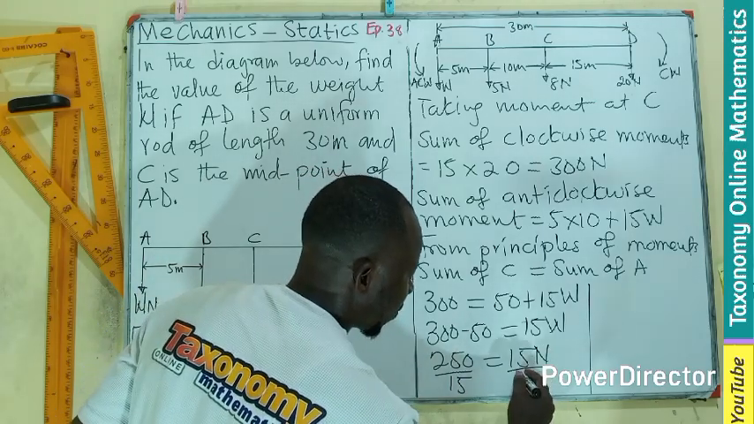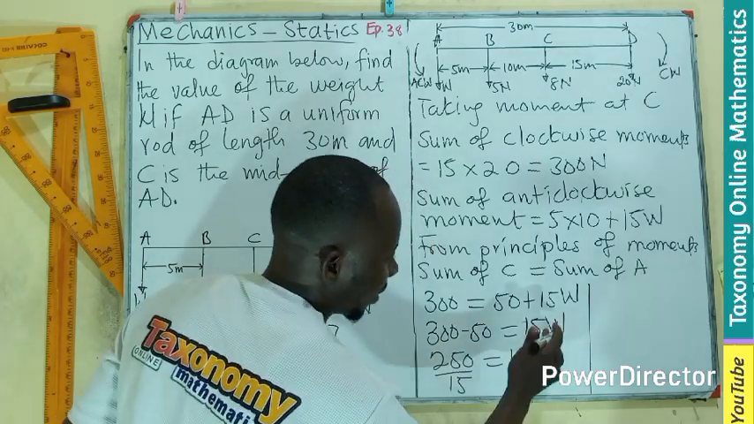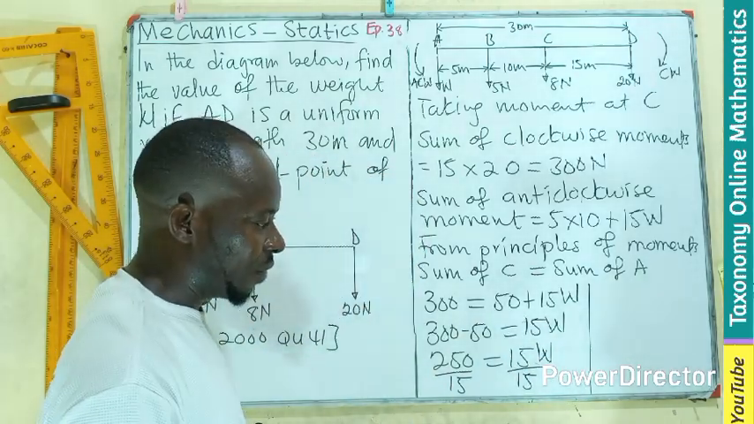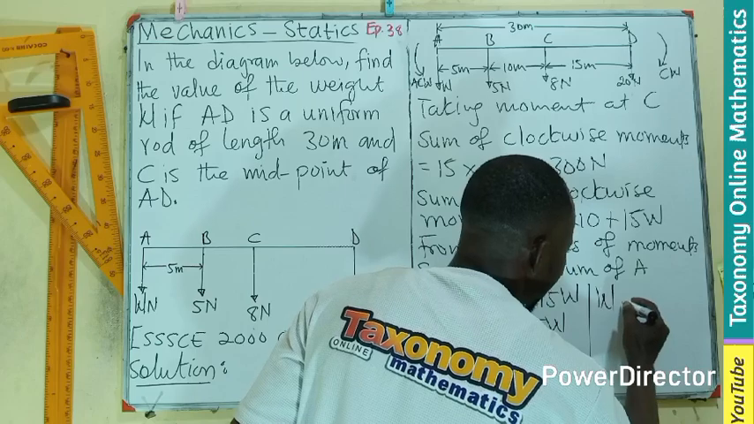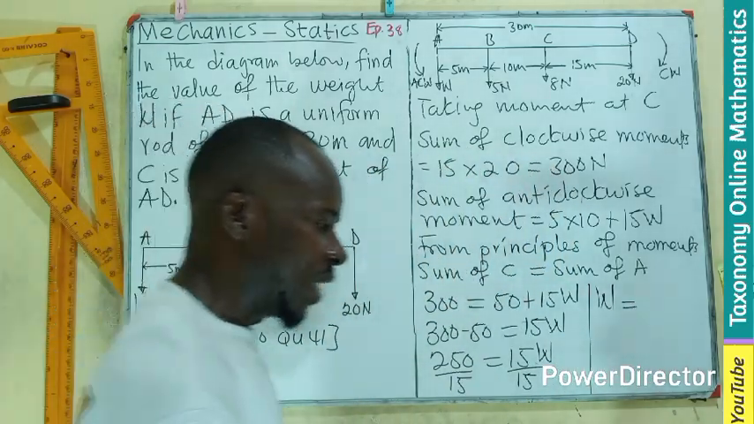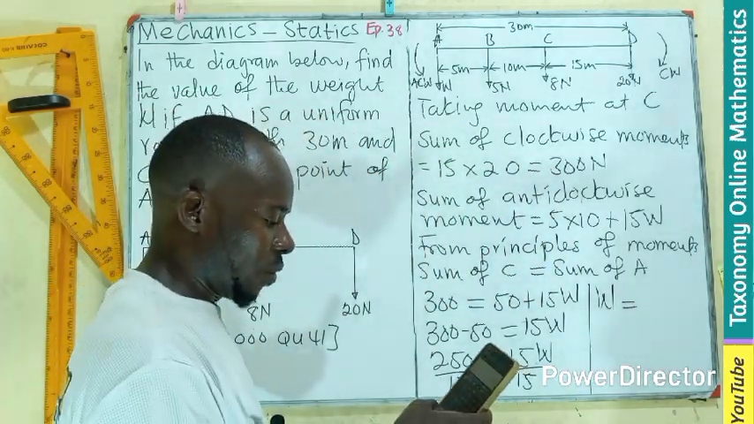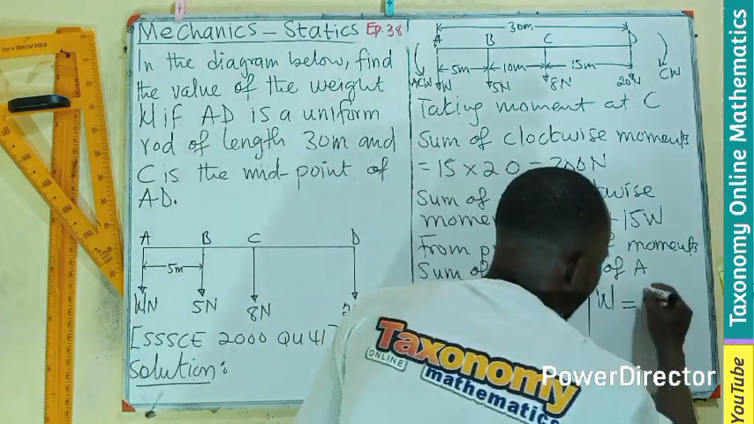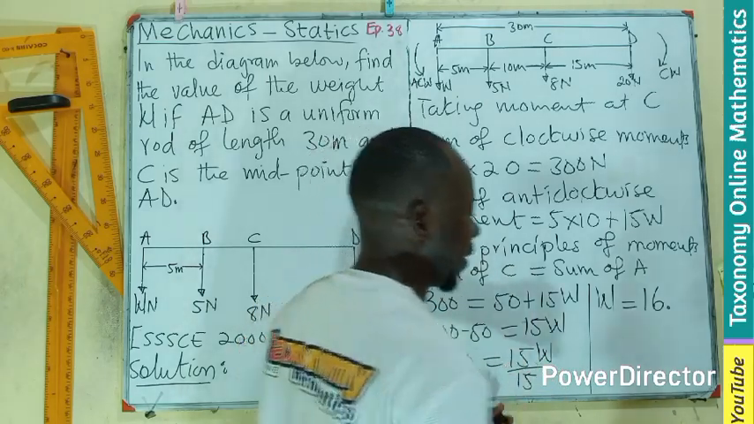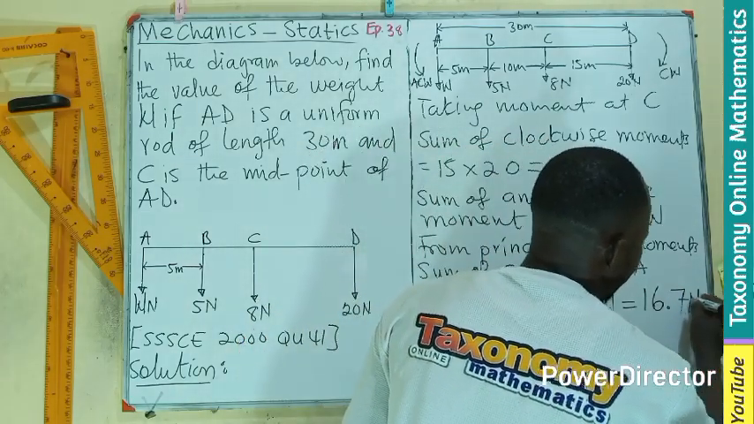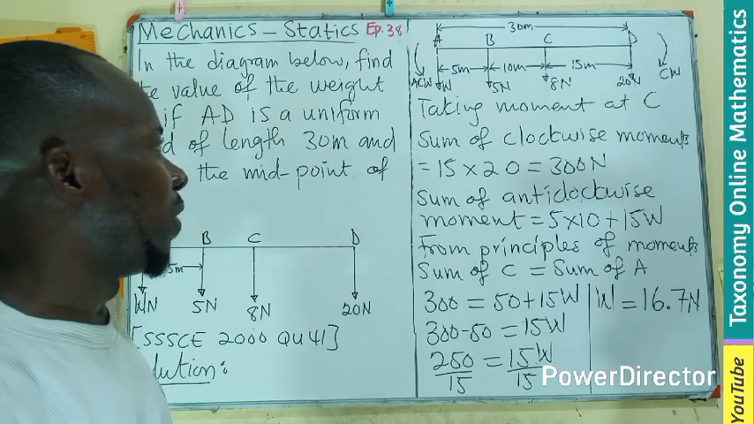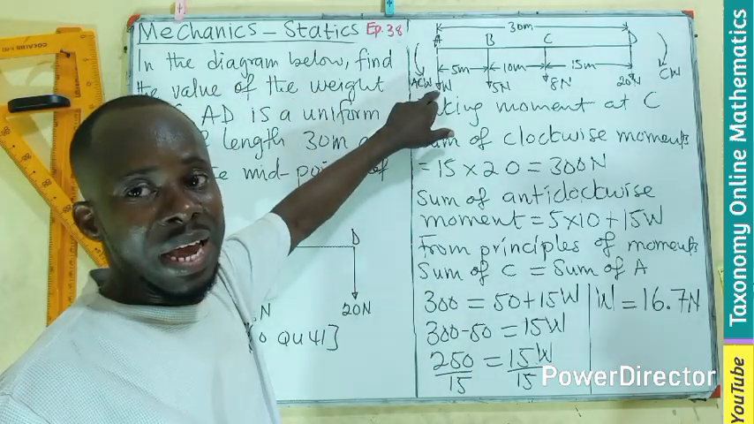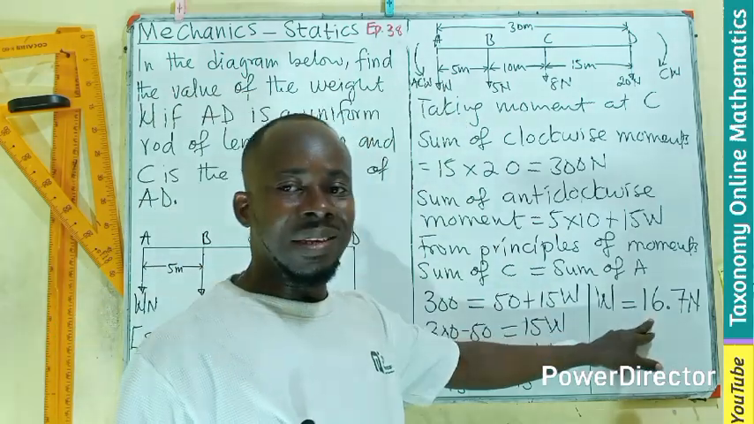We don't have space, so let's rewrite it. That's W. So 15 will cancel 15, and I should be left with only W equals, if we divide 250 by 15, what do we get? That will give you 16.6666. Let's make it 7 at 1 decimal place. If we are going to do it as a whole number, it will be 17. So the force W here is just going to be 16.7.